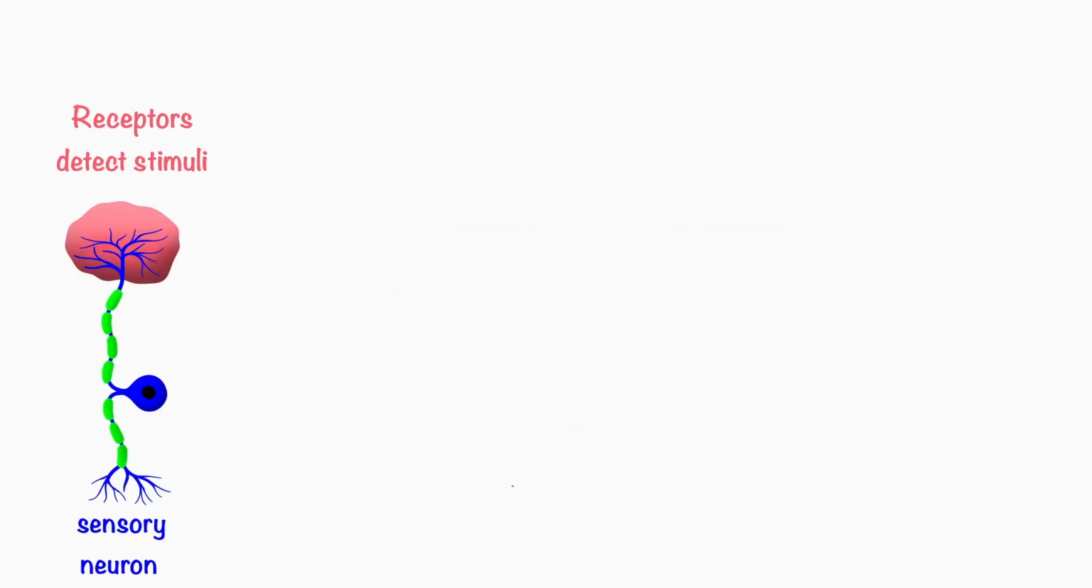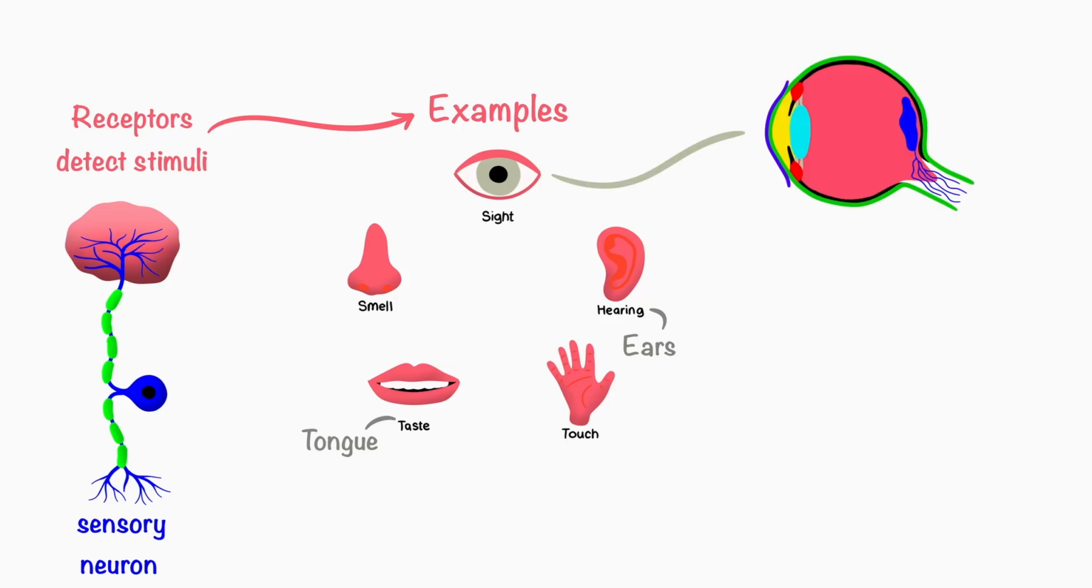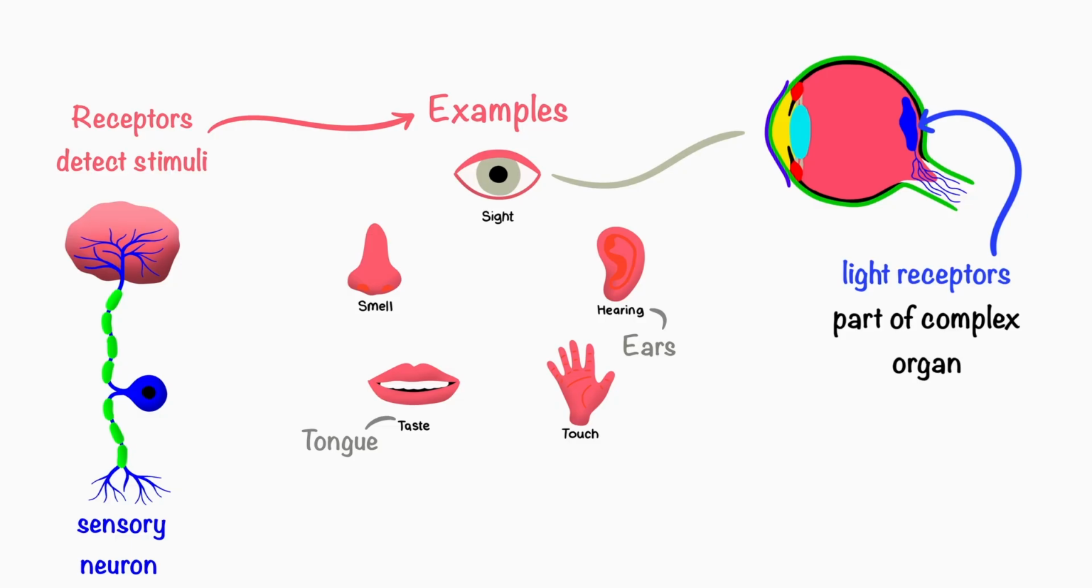Receptors are cells that detect stimuli. There are many different types of receptors specialized for different stimuli. For example, we have taste receptors on the tongue and sound receptors in the ears. Receptors can form part of larger, complex organs. The retina of the eye is covered in light receptor cells that detect light of different wavelengths.